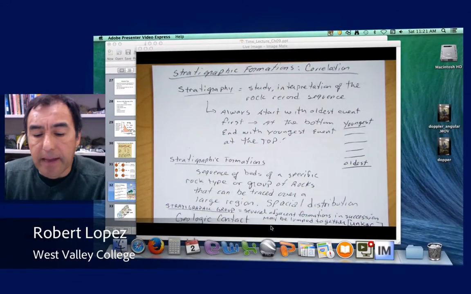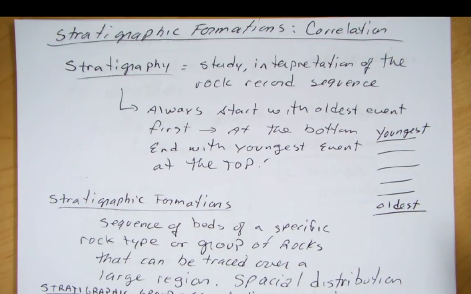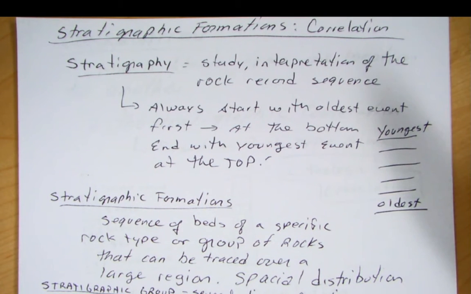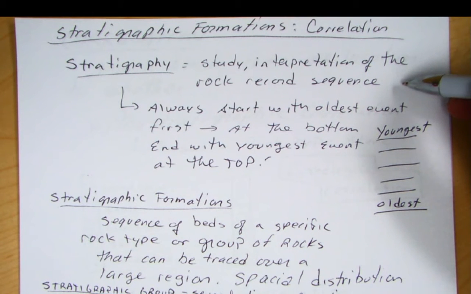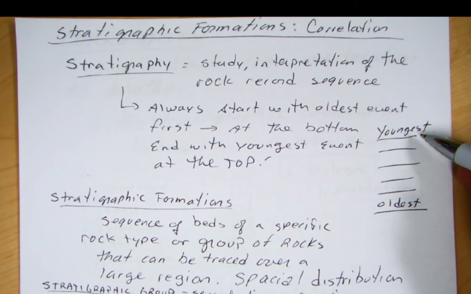Today I want to continue on with Chapter 10 on geologic time, and in particular this next section on correlation. When we look at stratigraphic formations, remember not everywhere on Earth has a complete record of all the geologic strata. So we have to correlate one region to another, right? And so we use this process called stratigraphy, which is the study and interpretation of the rock record sequence. We always want to start with the oldest unit on the bottom and work our way to the youngest unit on the top, just like you would expect with the principle of superposition, right?